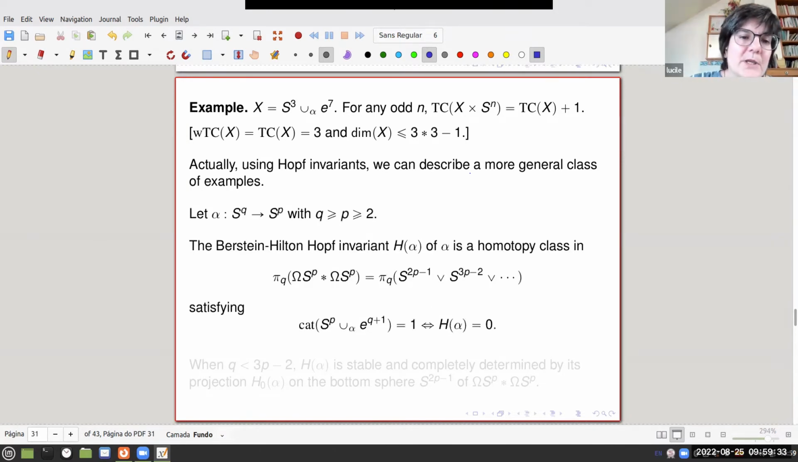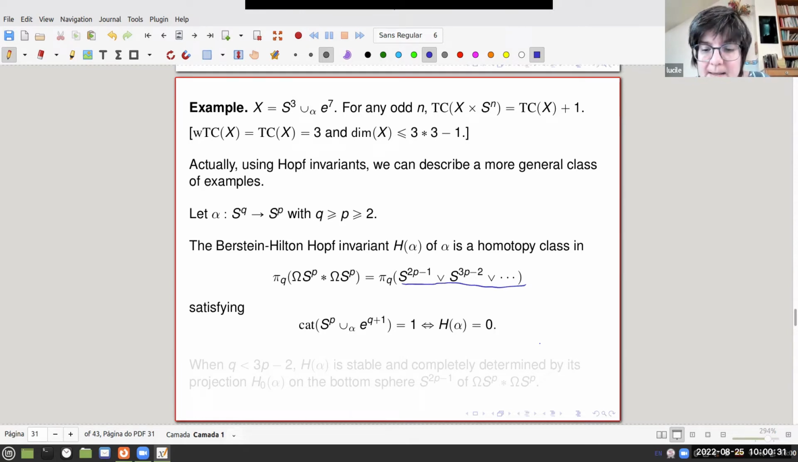So let me recall that if we consider alpha a map from SQ to SP, with this condition here, we want to study the two-cell complex SP union e^(K+1) along alpha. And the Berstein-Hilton-Hopf invariant, which was introduced by Berstein and Hilton, H of alpha, is a homotopy class in this homotopy group. This is the homotopy class of a map from SQ to this join, which is homotopy equivalent to a wedge of spheres, starting with a bottom sphere S2P minus 1 and then S3P minus 2 and so on. The result of Berstein and Hilton says that the category of this space is equal to 1 if and only if the Hopf invariant is 0.